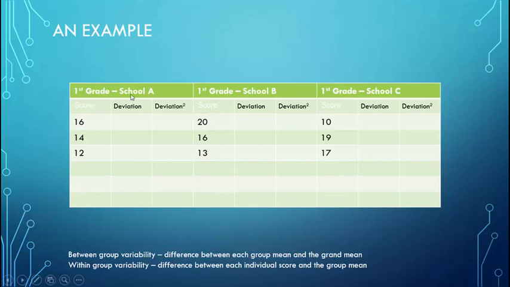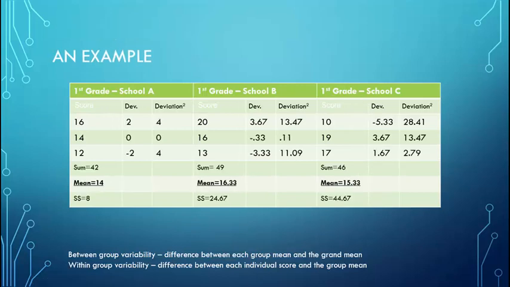Okay, so in school A, I have 3 participants, and they got a 16, a 14, and a 12 on the math test. School B, again, I have 3 participants, a 20, a 16, and a 13. And school C, I have 3 participants, 10, 19, 17. Typically, you would have many more students in each group, but I wanted to keep this small so you could kind of see what's happening.